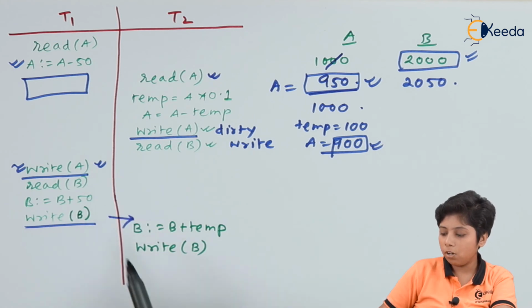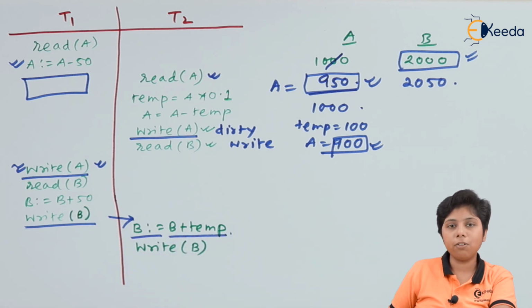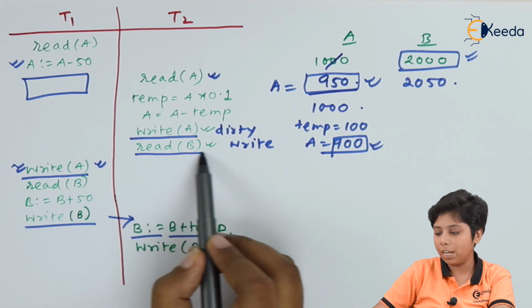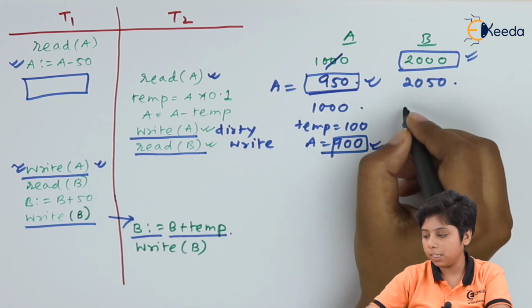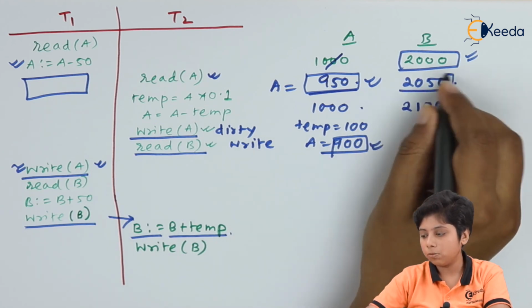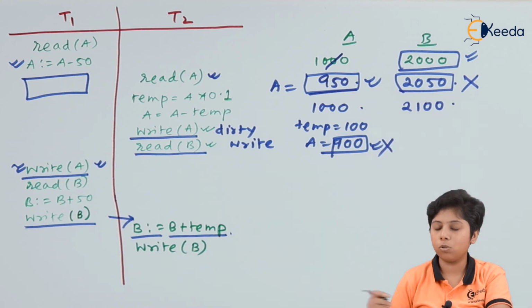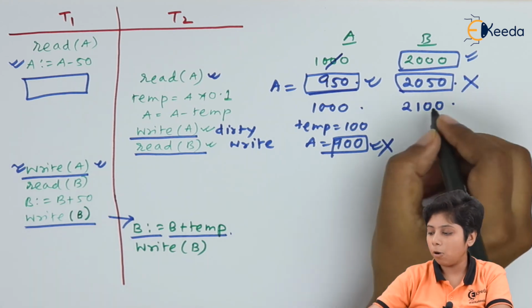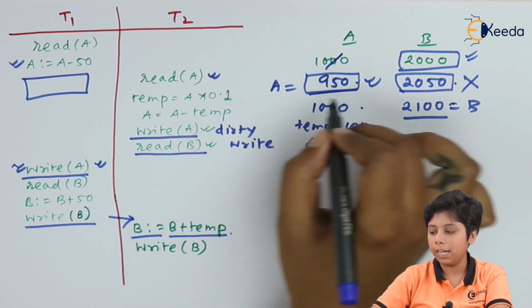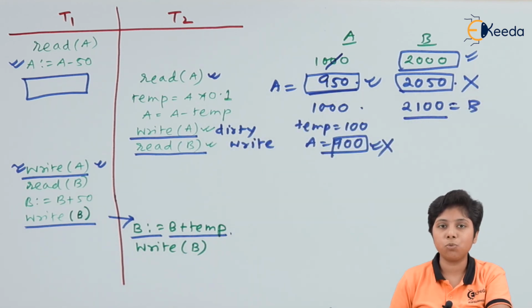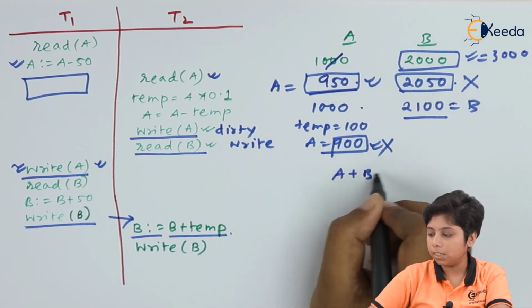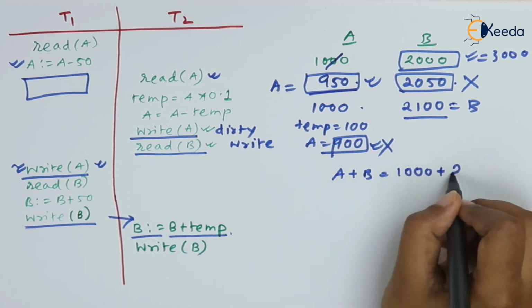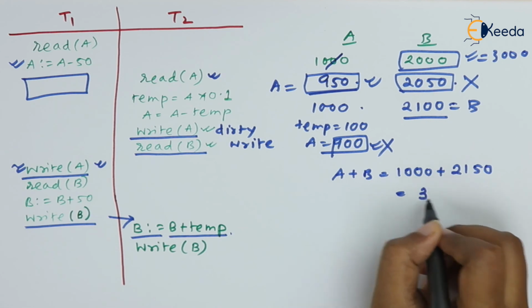Again on T2, we are not reading this value, we are just doing B equals B plus 100. So what value does it read? It will read the previous value, 2000. So my temp will be 2100. So this 2050 will not be affected, and this 900 will not be affected. So now my B is having 2100 and A is having 950, which will result in 3050. While the initial total was 3000, my final result is 1000 plus 2150, that is 3050.